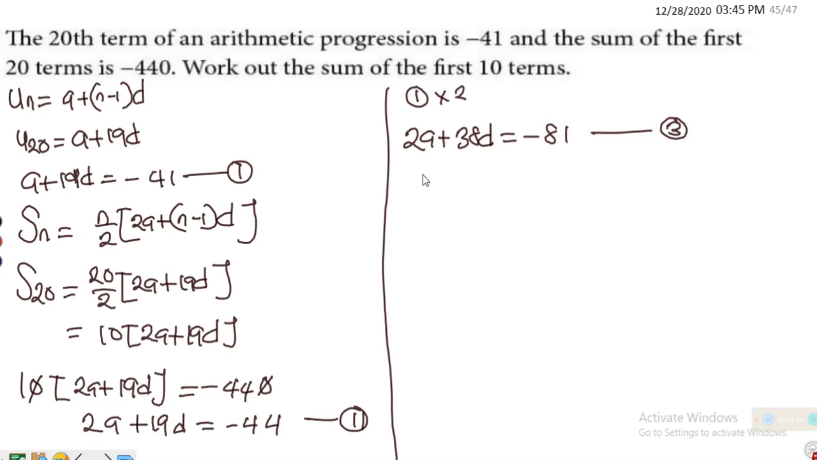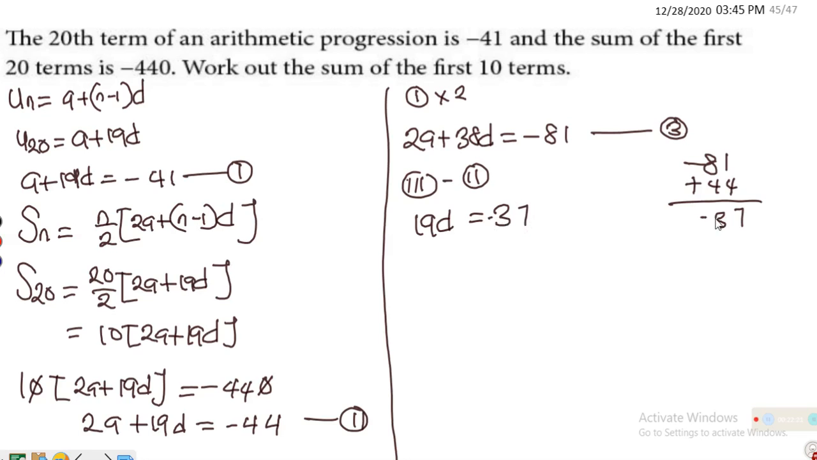So subtracting equation 2 from 3. Let's see, equation 3 minus 2. We have 2a minus 2a is 0, then we have 38d minus 19d is 19d, and minus 82 minus minus 44. So this is equal to minus 38, of course.